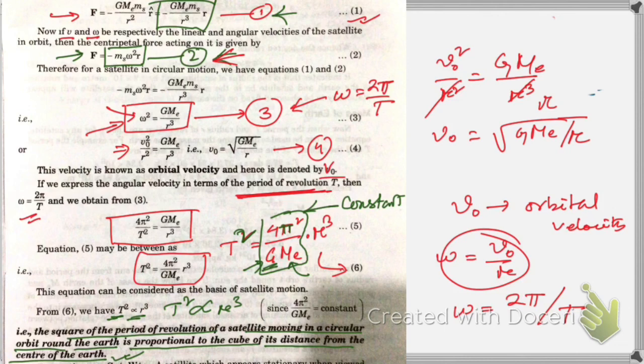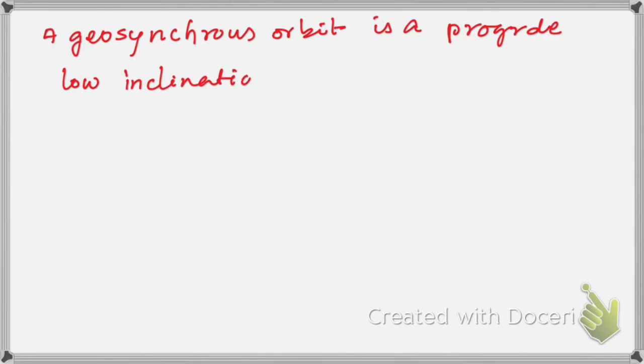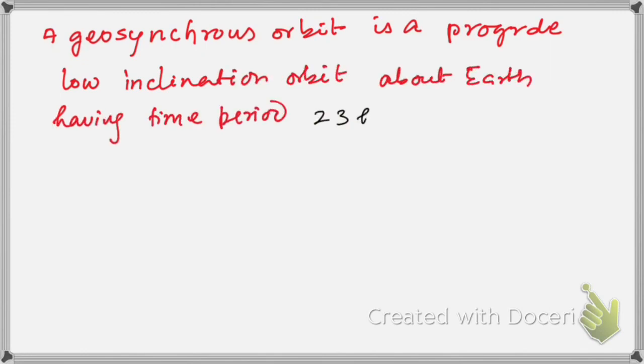So hope you have understood these things. Now we have another part in this question. In the next part of the question, what is a geosynchronous orbit or geostationary orbit? Let me define this. A geosynchronous orbit is a prograde low inclination orbit about the earth having a time period of 23 hours 56 minutes 4 seconds. This is the definition of a geosynchronous orbit.